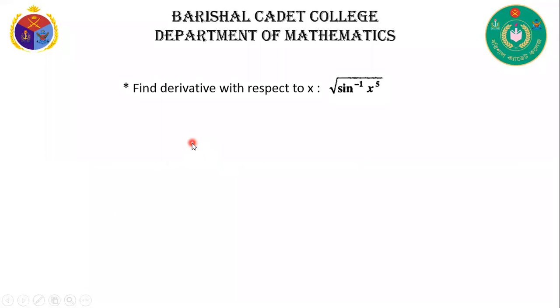Now let us try to solve some problems. Here the given function is root of sine inverse x to the power 5. Here the first function is root. Then we differentiate sine inverse x, which is x to the power 5. Then we apply the x to the power n formula. Finally we apply these three formulas. Now the solution: d by dx root sine inverse x to the power 5.